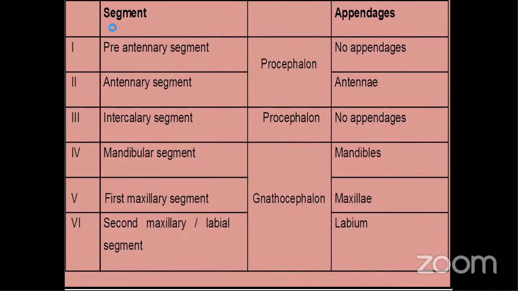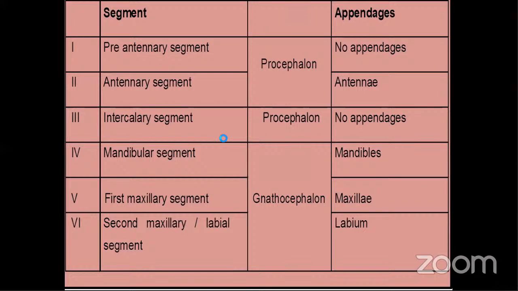You can see here, there are 6 segments. Procephalon includes 3 segments, and gnathocephalon has 3 segments. First, procephalon includes the pre-antennary segment, antennary segment, and intercalary segment. The first segment, pre-antennary, has no appendage. Next is the antennary segment; antennary means antenna is there, and from the socket the antenna will come. Next is the intercalary segment; intercalary means there is no appendage.